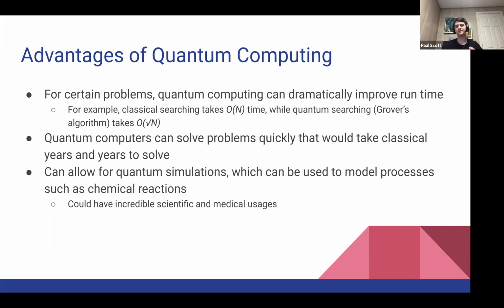Also, there are certain problems that quantum computers can solve much, much faster than classical computers, like problems that classical computers would take years and years to solve, to the point that it's impractical to do it on a classical computer. And finally, though not limited to that, quantum computers can also allow for quantum simulations, which can be really important for modeling things such as chemical reactions and the quantum world. This could have huge scientific applications and medical usages as well.